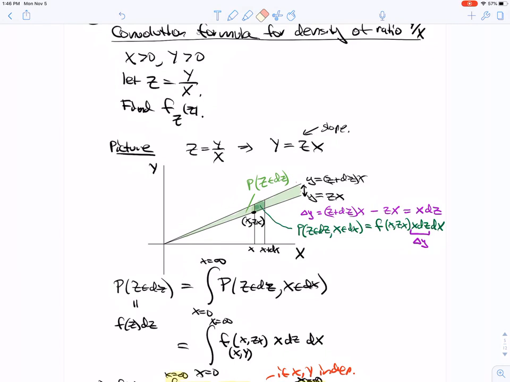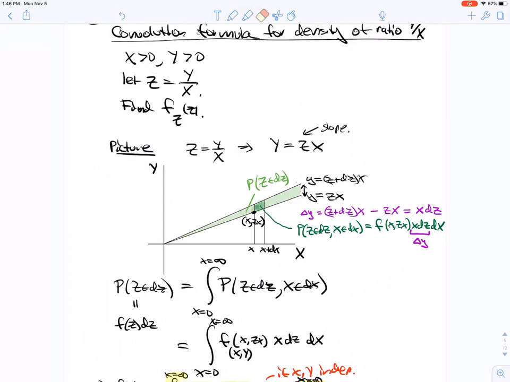The slope of the line y equals zx. The probability that z is in dz is this light shaded green region, and the probability that z is in dz and x is in dx is this darker shaded region here.